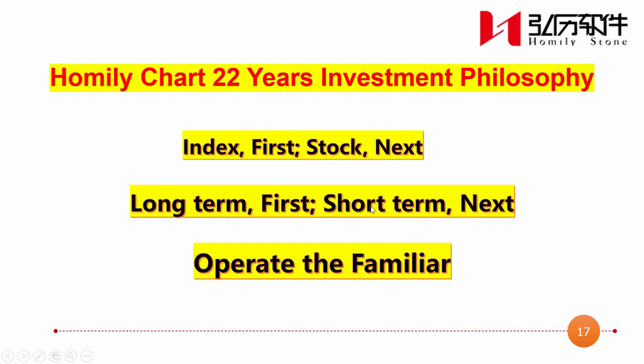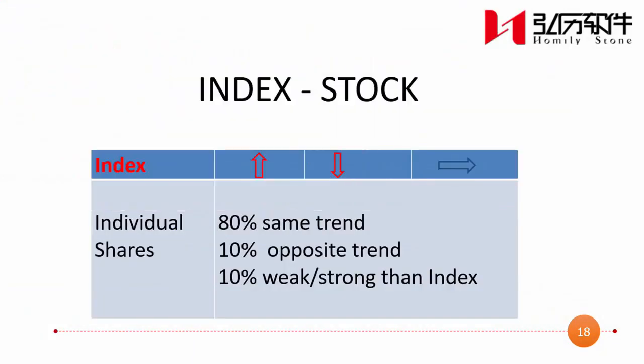This is the homely philosophy. So why index first and then look at the individual stocks? See, if the index is rising, it means for individual shares, 80% will have the same trend, another 10% will be stronger, and another 10% will be in the opposite trend. So that's the reason why we must look at the index.